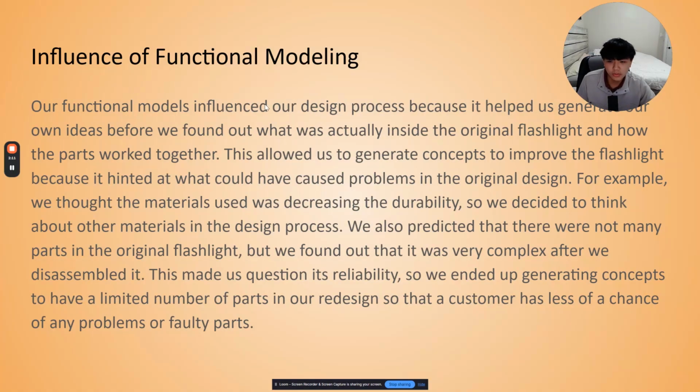Our functional models really influenced our design process because they helped us generate our own ideas before we found out what was actually inside the original flashlight and how the parts work together, which allowed us to generate concepts to improve the flashlight because it helped us figure out what caused problems in the original design. For example, we thought the materials were really cheap and it was decreasing the durability, so we decided to think about other materials we could use for our final product.